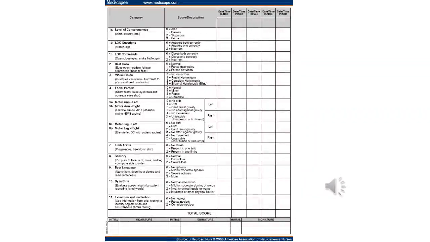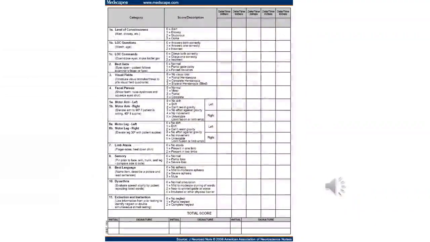So this is just a visual of the NIH stroke scale. You can see that it basically is having you tally up a lot of different factors such as the level of consciousness, the strength and the coordination of the different arms and legs, the ability to communicate, to use language, the ability to sense pain and other things.